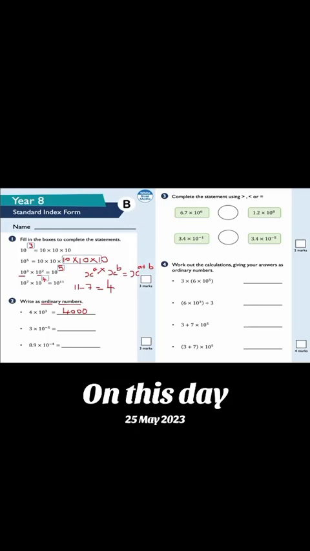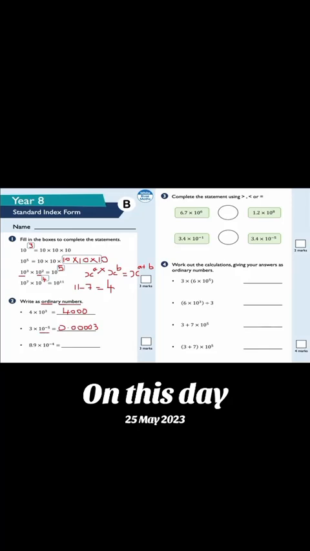Next one, 3 times 10 to the minus 5. Well, the minus 5 here means that I'm going to have a decimal. So I'm going to have 0.000003. And I can just check: 1, 2, 3, 4, 5. So that does confirm my answer.